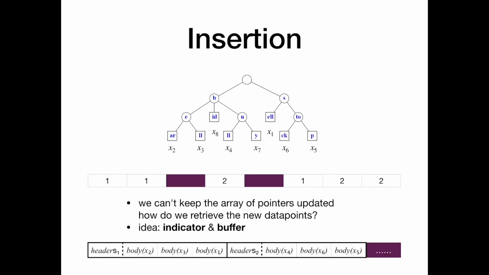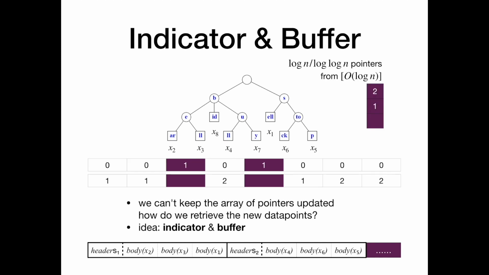Now, the insertion comes. We always put the new data point into the last block and keep the tree updated. The problem is that we can't keep the array of pointers updated. So, how do we retrieve the new data points? We introduce indicators and a buffer. The indicator array is a Boolean string. The values indicate if the data points are in a data block which is under construction. To retrieve a new data point, we scan the indicator array to compute its in-block rank.